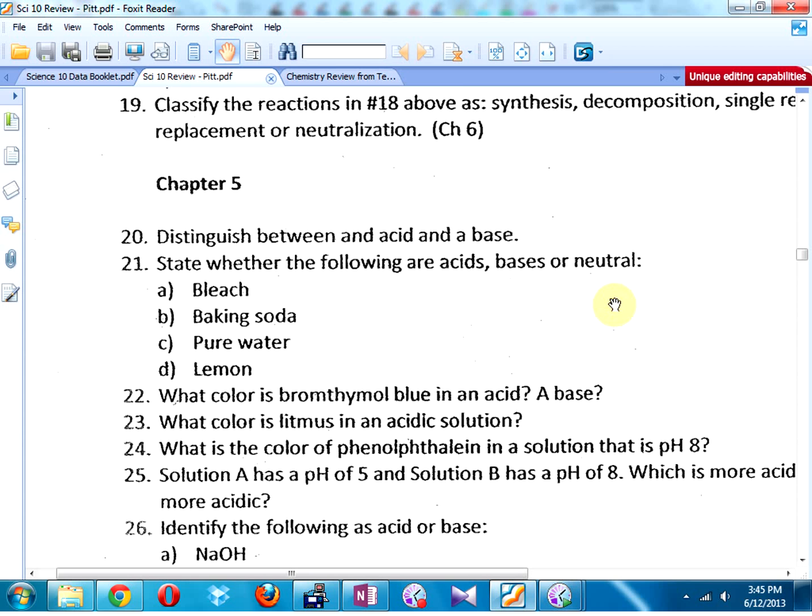More acidic. Lower pH or higher pH? If you have a pH of 2, are you an acid or a base? Acid. If you have a pH of 9, are you an acid or a base? What's neutral? Why? Because it is. Again, if a mathematician made up that scale, you know what would be neutral?